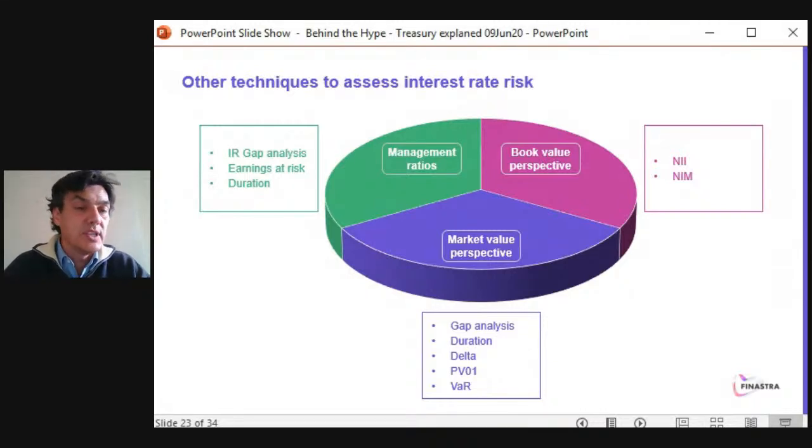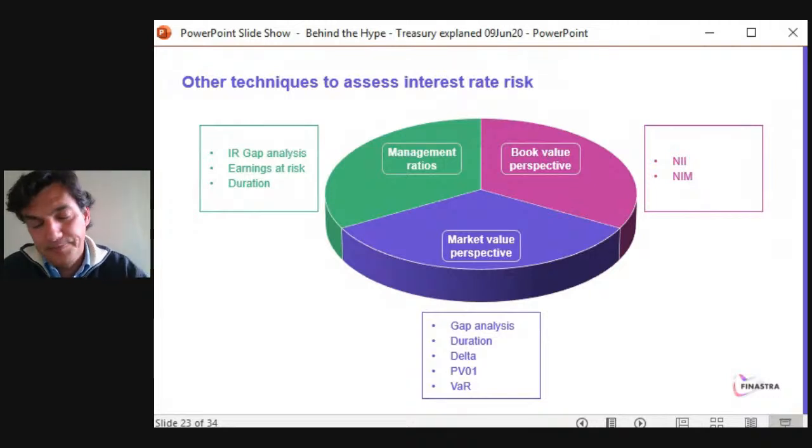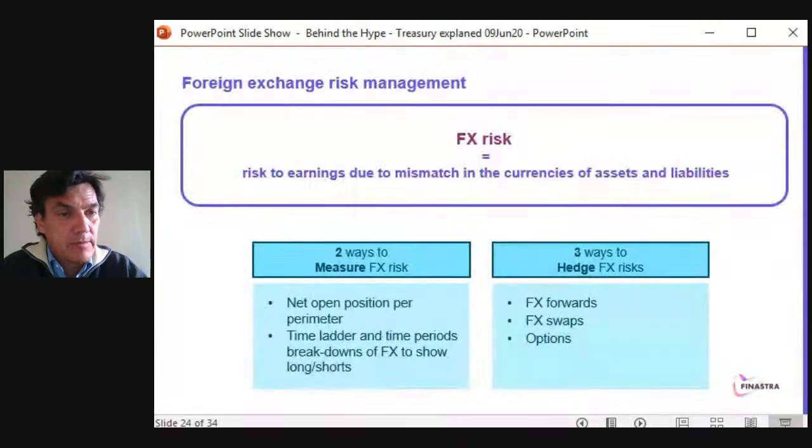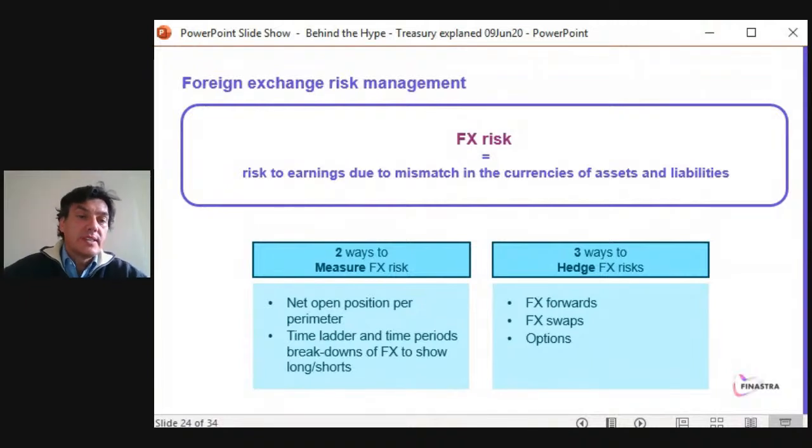So actually they are using other instruments, they are using derivatives, they are using swaps, and they are managing all of this, I would say, in big numbers. But the main instruments are derivatives to manage the interest rate risk. You can use options as well and so on. In terms of FX risk, it is exactly or more or less the same as the interest rate risk, that's going to be the risk to earnings.